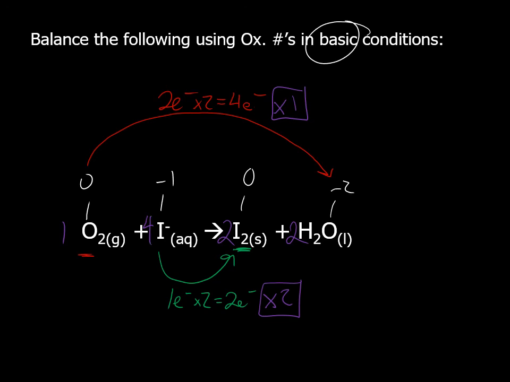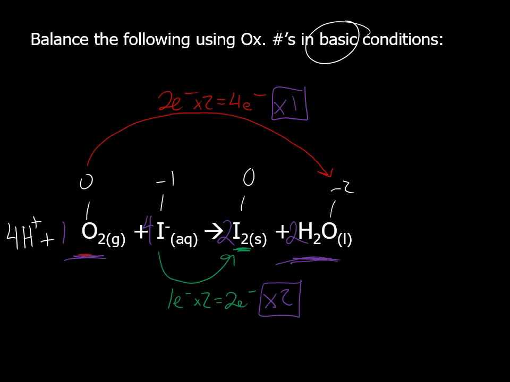Now I want to make sure I follow the steps. I'm going to add water to balance the oxygens. But I've got 2 oxygens on the left, I've got 2 oxygens on the right, so they're already taken care of. So the next step should be to add hydrogen ions to balance the hydrogens in the equation. I have 4 of them here. I don't have any on the right-hand side. So I'm going to add 4 hydrogen ions on the left-hand side in order to balance those 4 that are in the water.